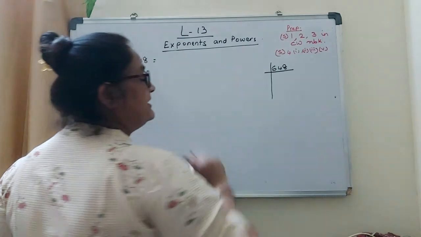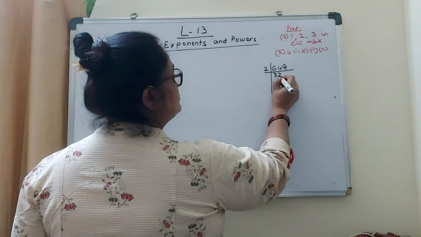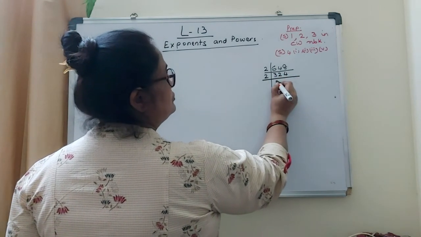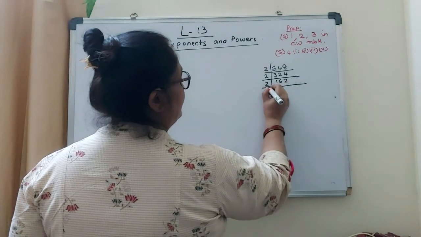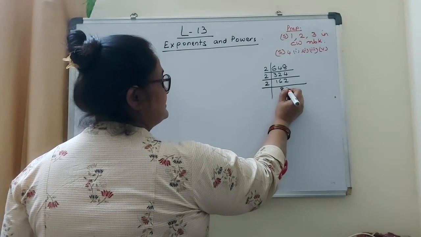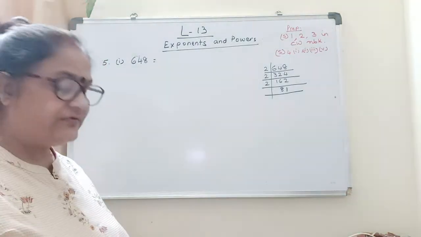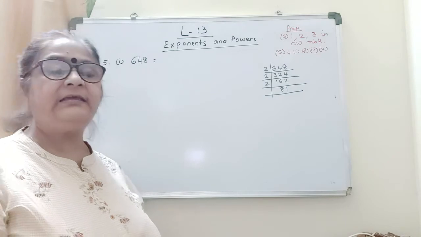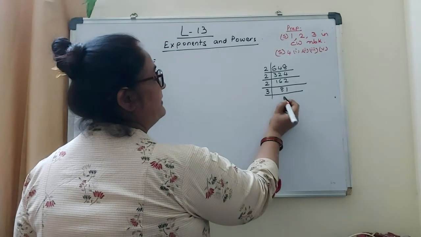648. It's an even number, so I can divide it with 2. 2 3s are 6, 2 2s 4, 2 4s 8. Again, even number, divide with 2. 2 1s 2, 2 6s, 2 2s. Even number can be divided with 2. 2 8s 16, 2 1s 2. Now this is an odd number. Check if it is divisible by 3. 8 plus 1 is 9. 9 is divisible by 3. So 81 is also divisible by 3.